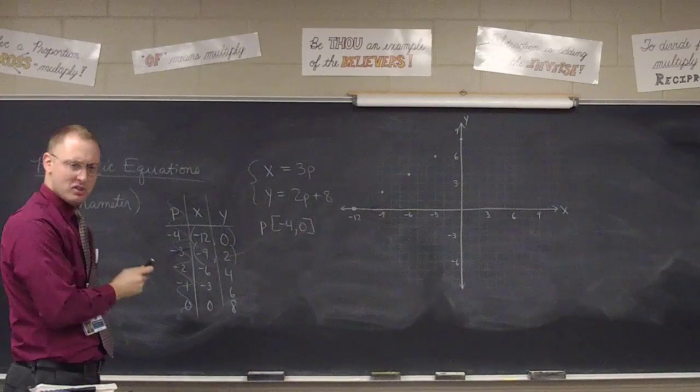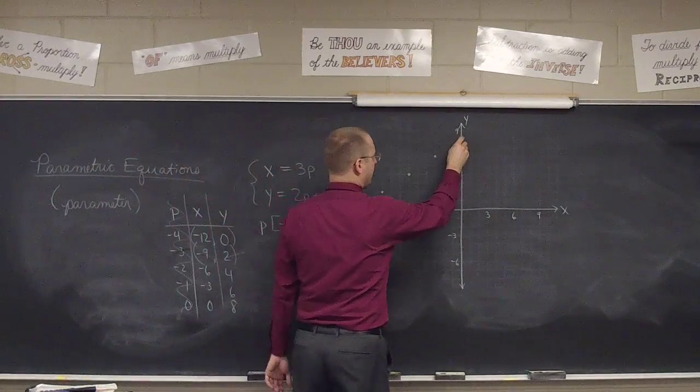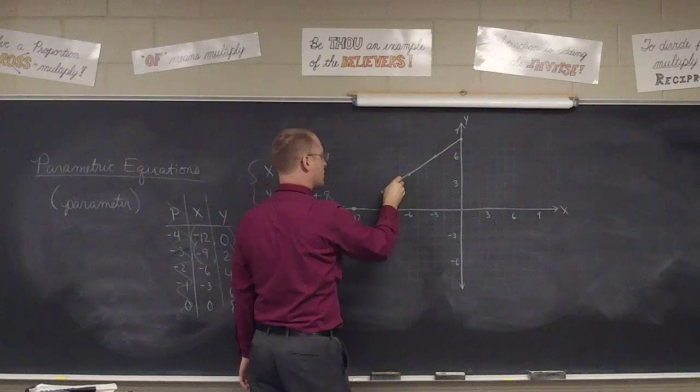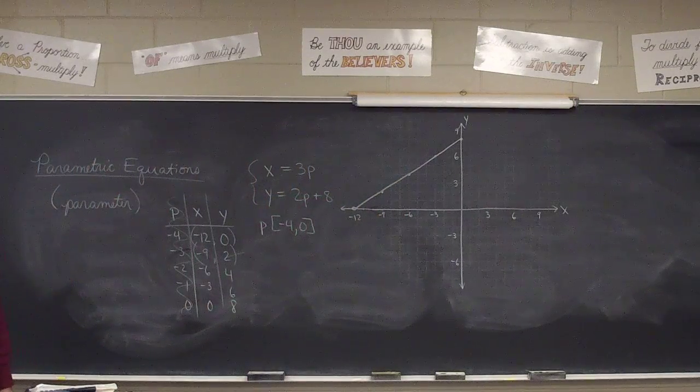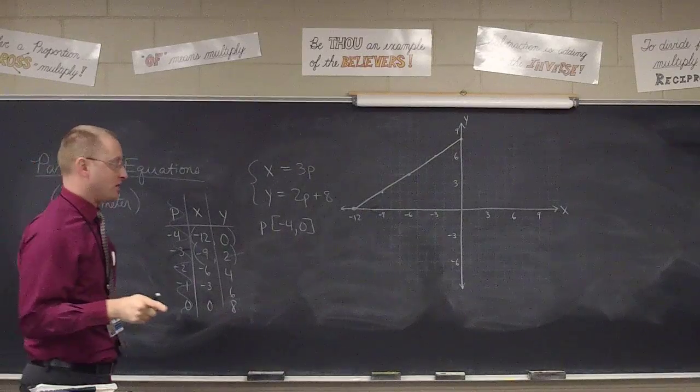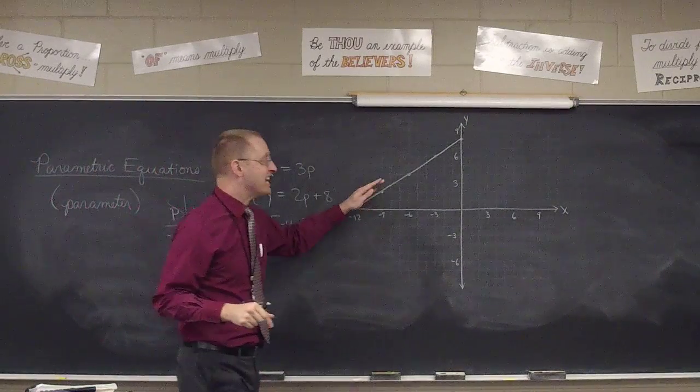Line. It appears to be a straight line, doesn't it? And in fact, if you could use a straight edge to connect all these points together, you get a straight line. But remember, we've said before, a line goes to infinity. This is a line segment. It does not extend further.